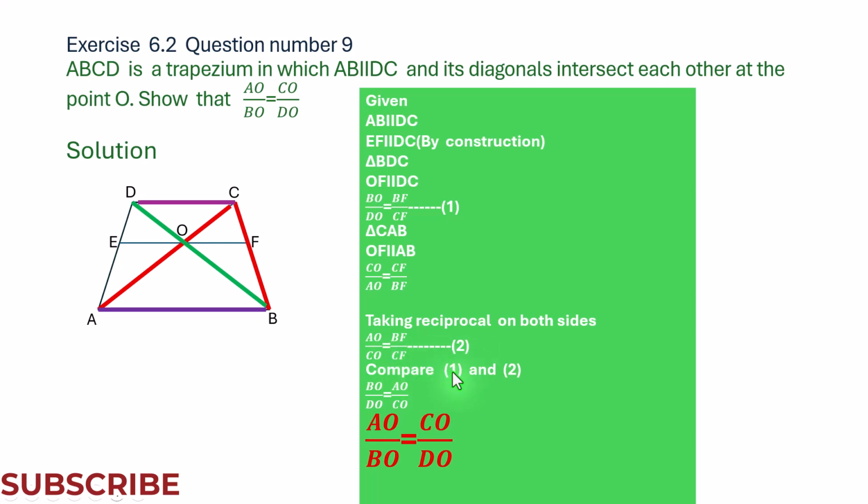Compare equation 1 and 2. One side is BF upon CF in both. The right hand sides are equal, so the left hand sides are also equal: BO upon DO is equal to AO upon CO. Taking the reciprocal on both sides, it is a reciprocal, not a cross multiplication: AO upon BO is equal to CO upon DO. So here the solution is over.